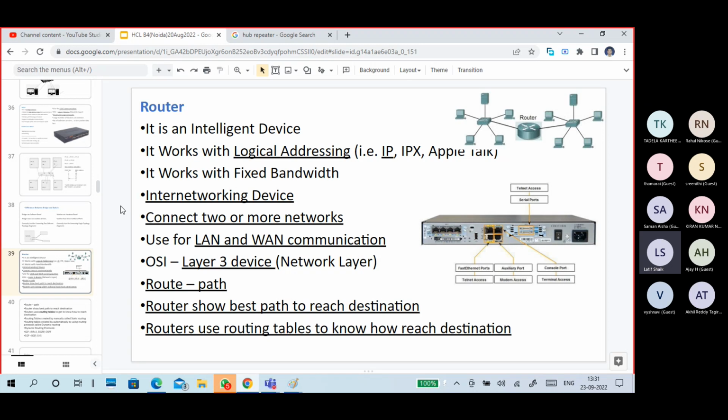Router is generally used to communicate between two or more networks. Router is used in LAN communication as well as WAN communication, meaning we can use it for the internet also. Router is used for both LAN and WAN communication. Okay, so router is a layer 3 device. Router shows the best path to reach the destination.